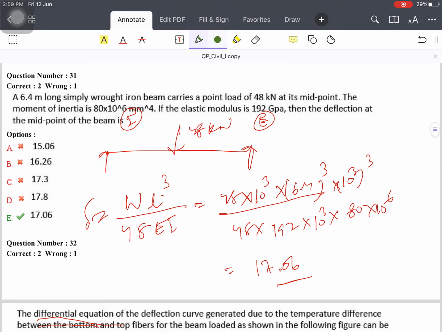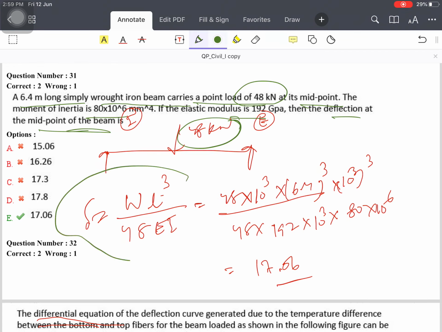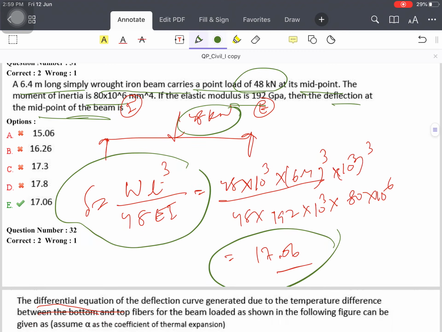Question 31. A 6.4 meter long simply supported wrought iron beam carries a point load at its midpoint, 48 kilonewton. The moment of inertia I is given, elastic modulus given, then the deflection at the midpoint of the beam. So this is the standard value, delta equals WL cubed by 48 EI. All the values are given. By solving this, we will find 17.06.